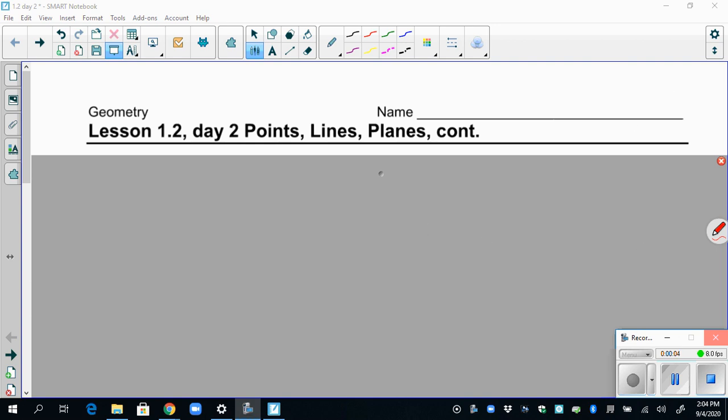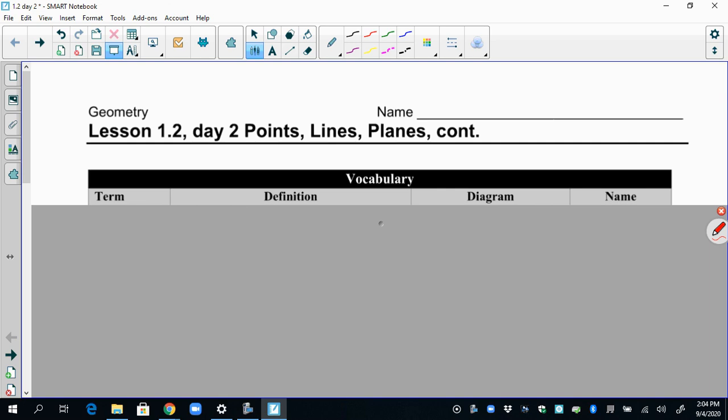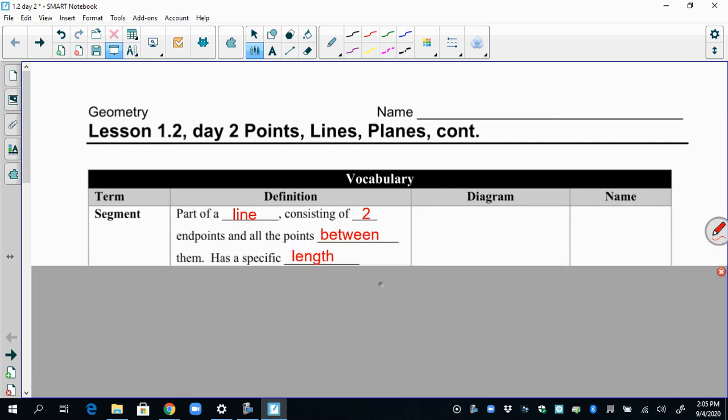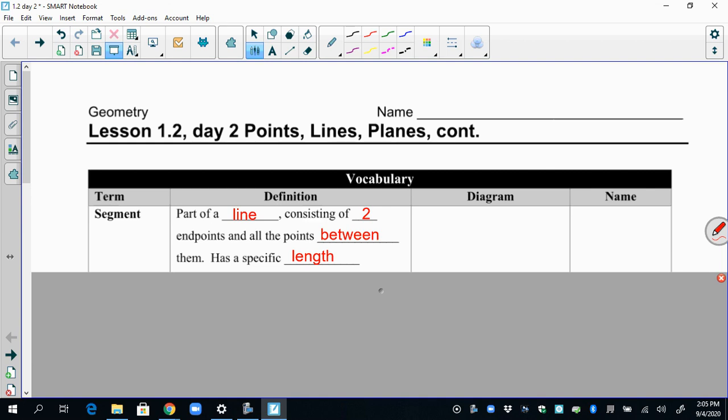Right, lesson 1-2, day 2: points, lines, and planes continued. So we have some more terms that are used a lot in geometry, and the first one is a segment. It is part of a line consisting of two endpoints and all the points between them.